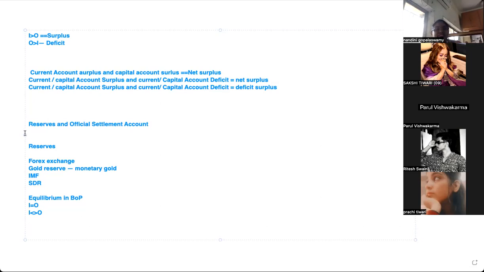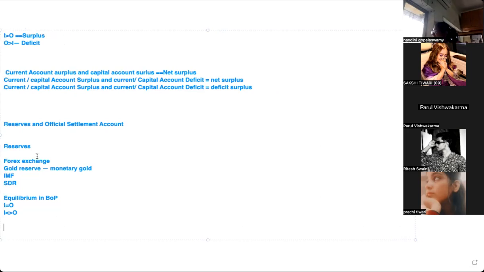In countries like India, we never have surplus balance of payment. Are you following? We don't have a surplus in balance of payment, and hence we usually have a deficit, disequilibrium in balance of payment. So we will see the causes of disequilibrium in the balance of payment, the measures to correct disequilibrium, and the types of disequilibrium in balance of payment. Okay?